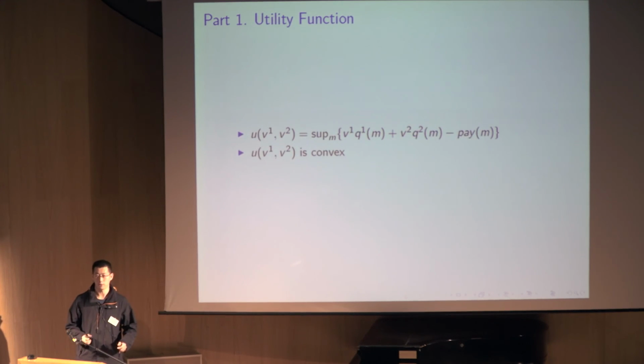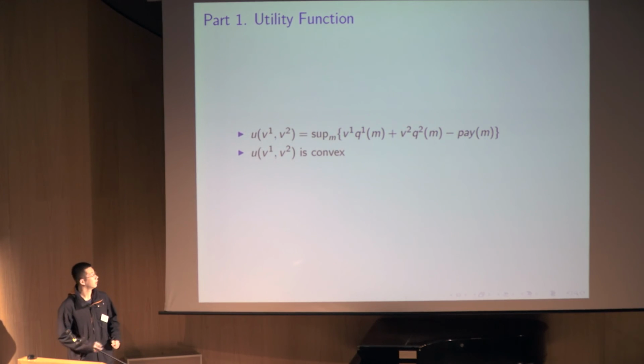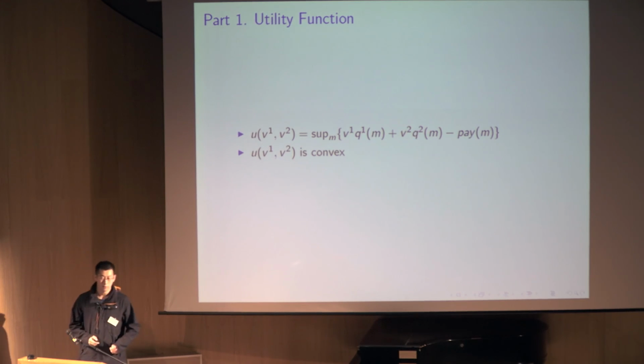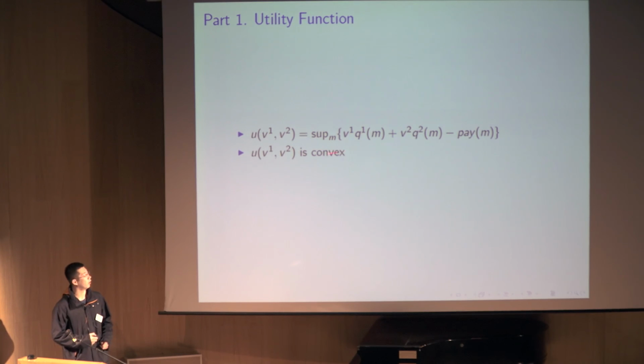You can regard each menu item as a plane, with basis V1 and V2. Q1 of m and Q2 of m are the allocation probabilities in menu item m, and pay of m is the payment in menu item m. The derivative of this plane is the allocation probability, Q1 and Q2. Since the buyer chooses the menu item that maximizes the utility, the buyer's utility is the supremum of all such planes, and the utility is convex.